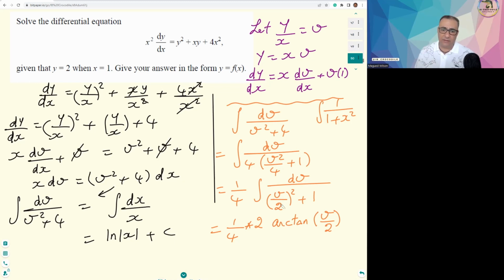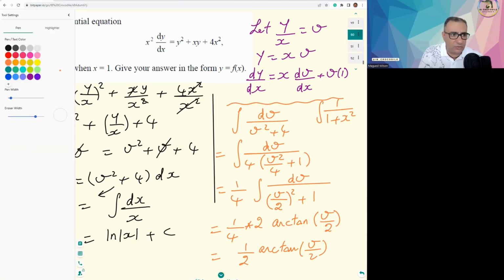That's why I did that. Okay, so here 2 over 4 is 1/2. So this is the final answer, 1/2 arctan of v over 2. So I can now substitute in my main differential equation.